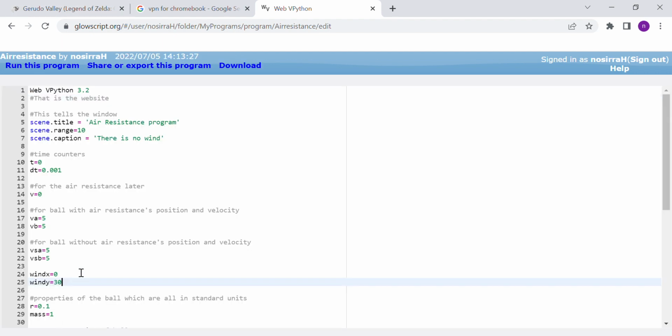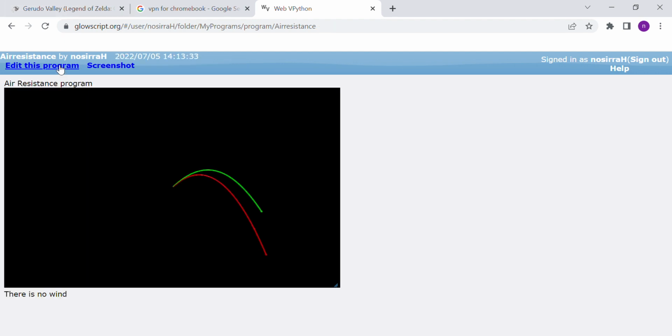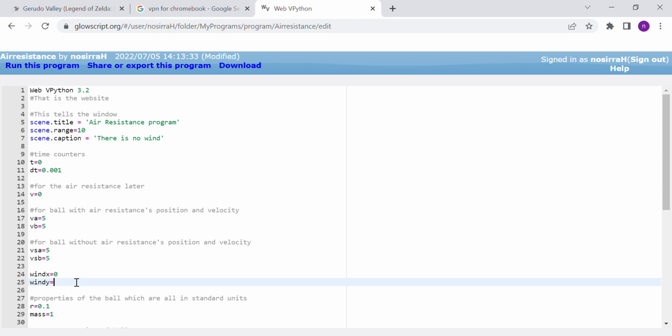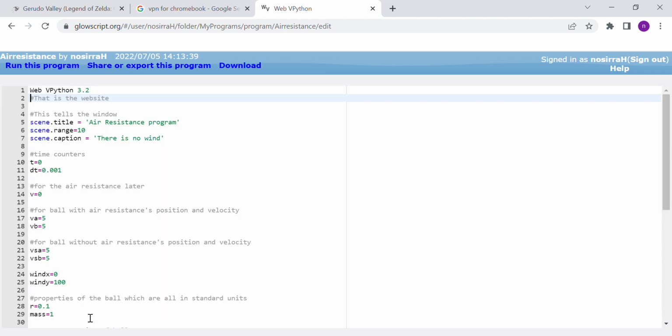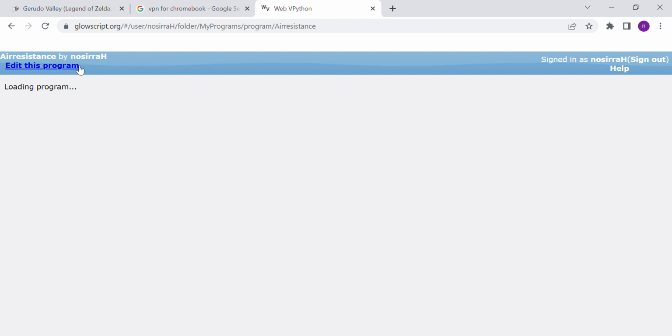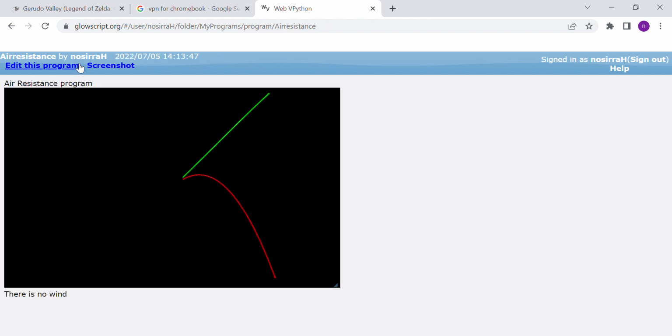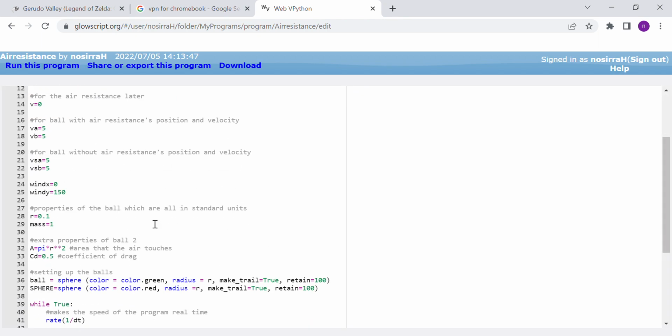Alright. 50. We'll see how this goes. Wow. Okay. 100. This definitely is going to work. And it does not. 150 meters per second wind. That gets it. That overpowers gravity. That's pretty interesting.